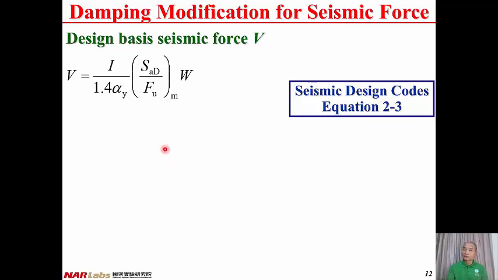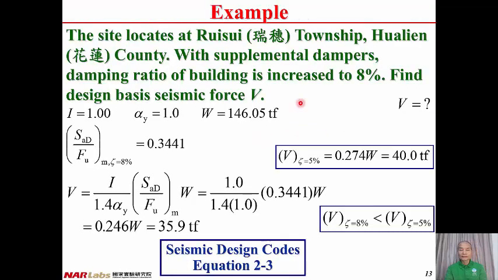So far we have the modification of the ratio SAD divided by FU. Once we have the weight of the structure, the importance factor of the structure, first yielding amplification factor of the structure, then we can compute the design basis seismic force according to Seismic Design Code equation 2-3. And then back to the example, and the question is to find design basis seismic force V. What's the value for V?